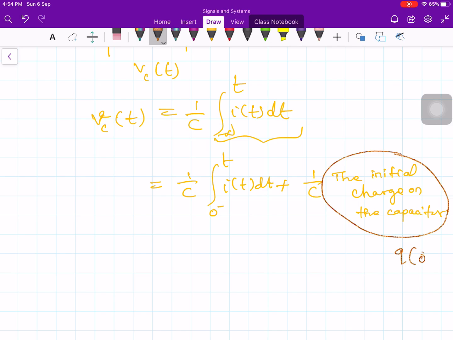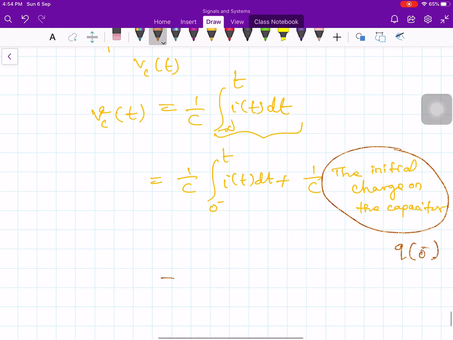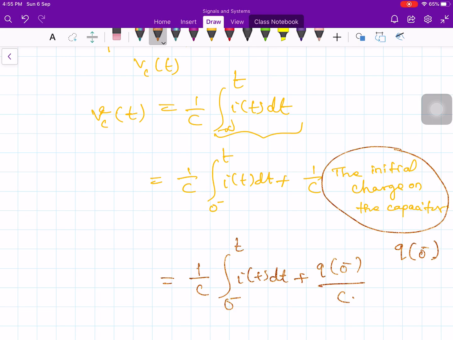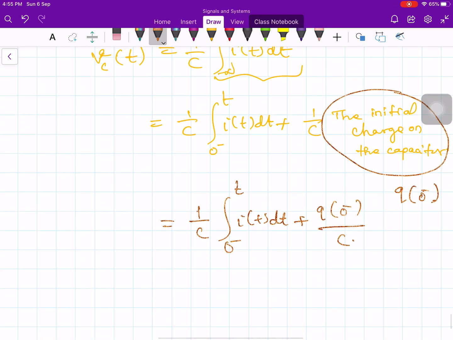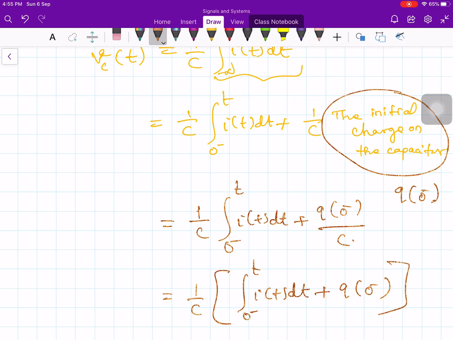So this equation becomes 1 by c integral of 0 minus to t I of t dt plus q of 0 minus divided by c. Now you can take this 1 over c commonly outside: 1 over c, then 0 minus to t I of t dt plus q of 0 minus. On the left hand side you have Vc of t.